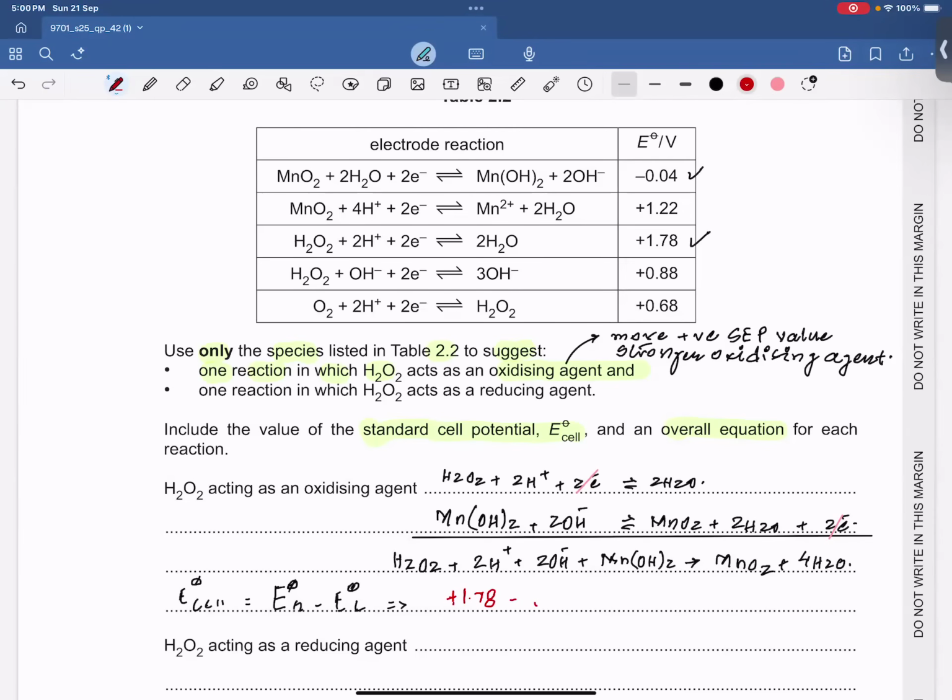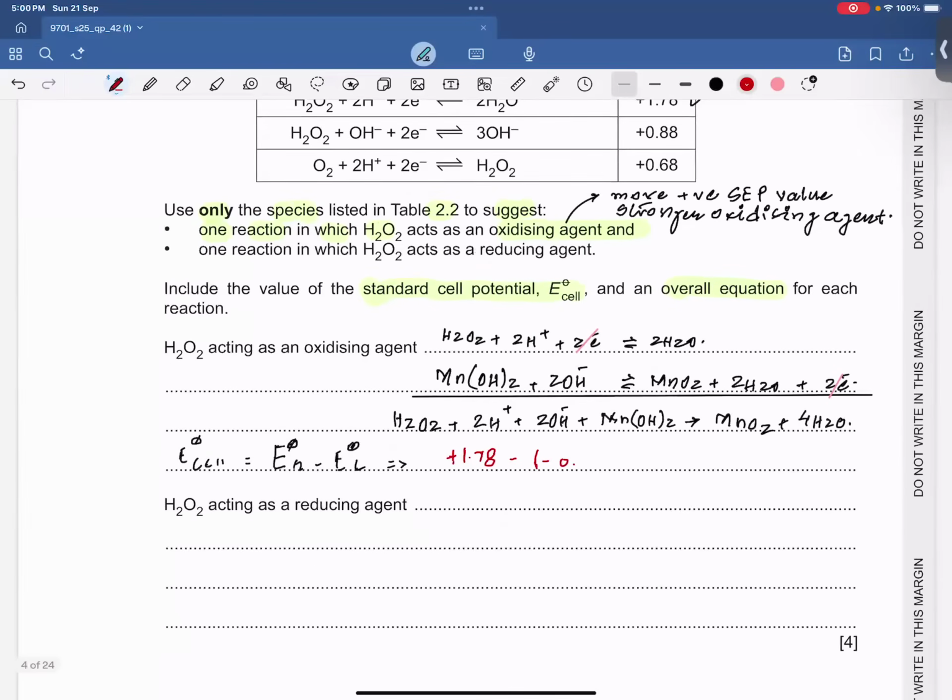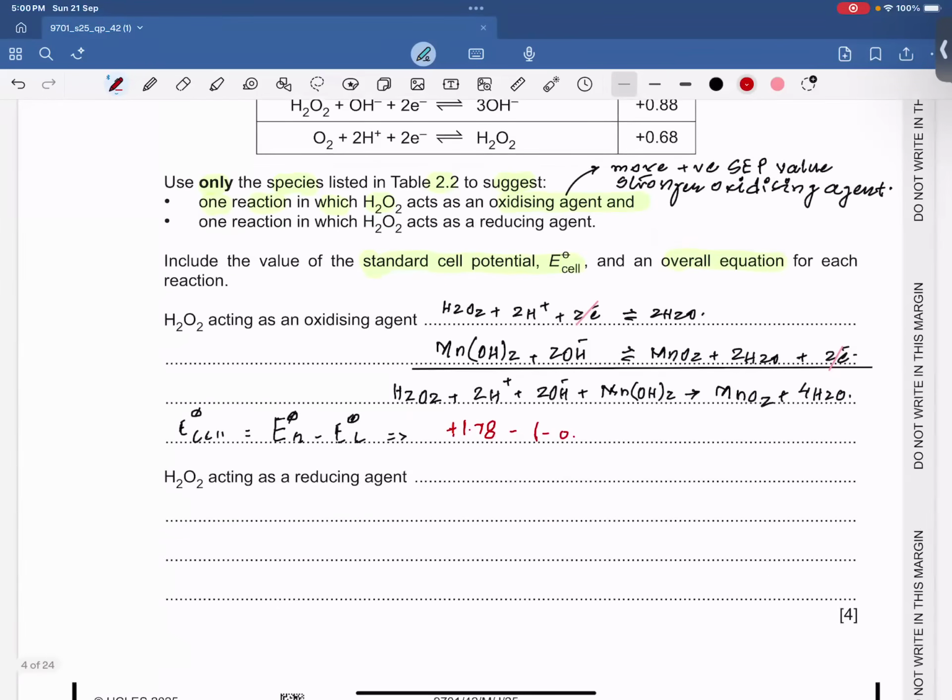minus 0.04, so it's going to be how much? Plus 1.82 volt. Okay. Now here we have one question.